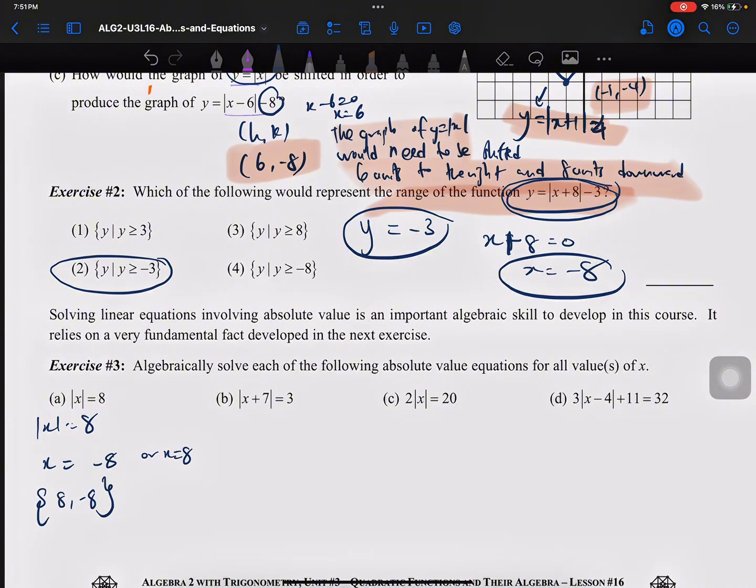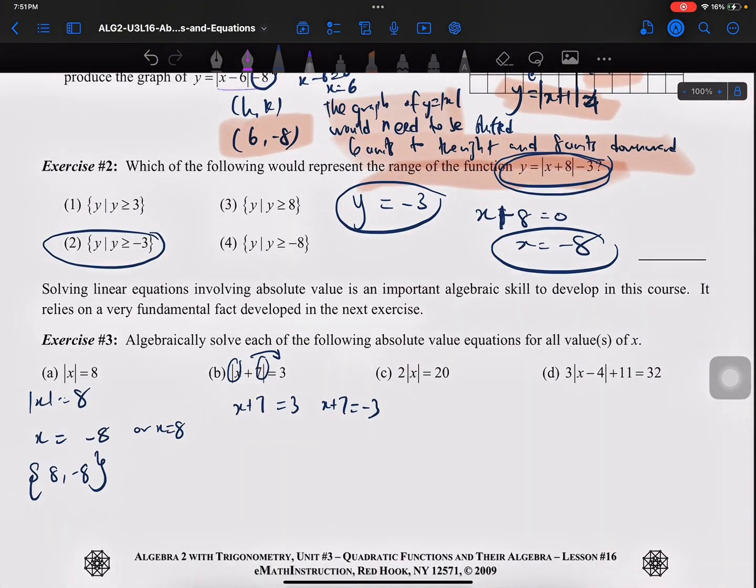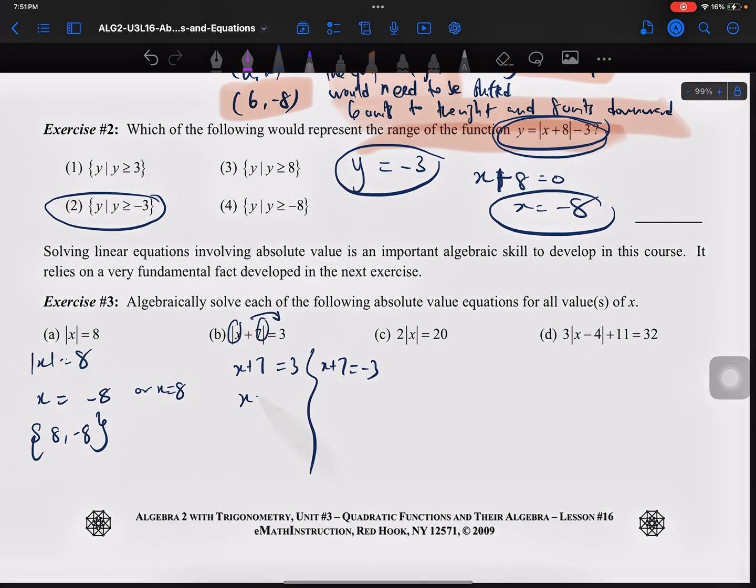So next for b, you will need to isolate it. So you have x plus 7 equals 3, and then x plus 7 equals minus 3. So this absolute value will split and give you one case with minus 3 and one with 3. So from here you will have x is 3 minus 7, x is minus 4, x is minus 3 minus 7, x is minus 10. So you have x equals minus 10 and x equals minus 4.